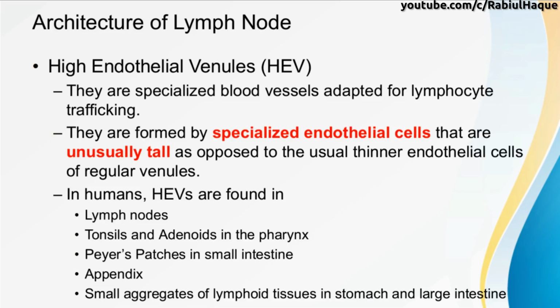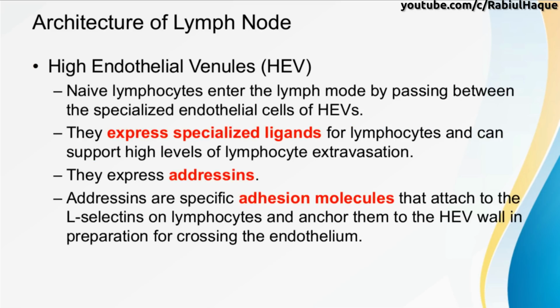In humans, high endothelial venules are found in lymph nodes, tonsils and adenoids in the pharynx, Peyer's patches in the small intestine, appendix, and small aggregates of lymphoid tissue in the stomach and large intestine. Okay, so these are the sites where we can find high endothelial venules.